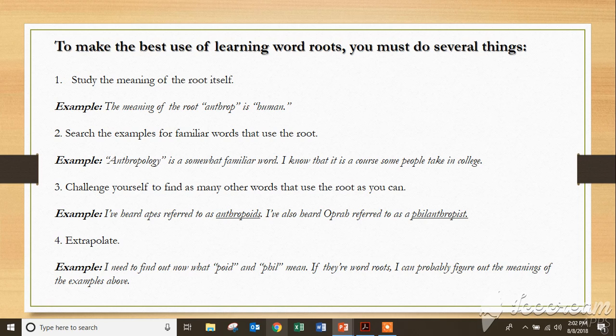So as a bonus, at the end of my study, I might want to go back and reconsider the word anthropoid. I know anthrop means human. What does oid mean? And I might want to look at philanthropist too and say, now I know anthropist means humanist. And so what does phil mean? And so that's how I think you should study your word roots. That's going to give you a thorough understanding of the root without your having to do a lot of memorizing, which we want to avoid.